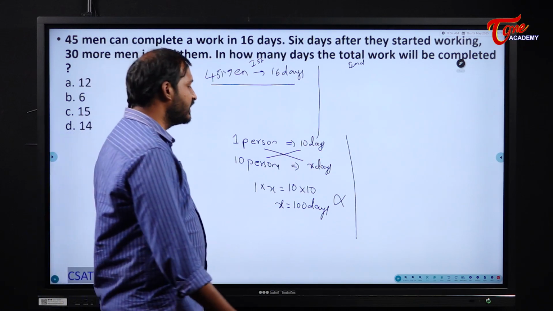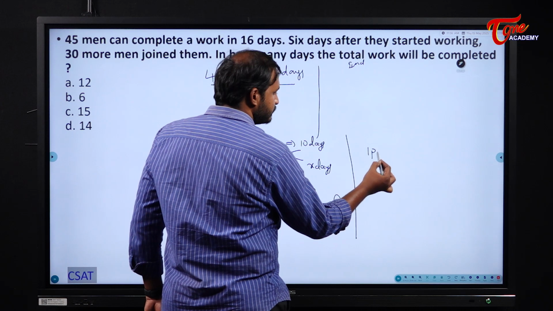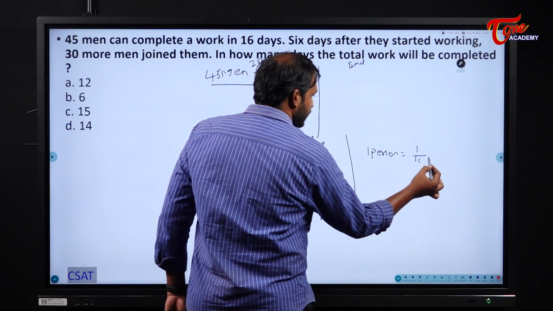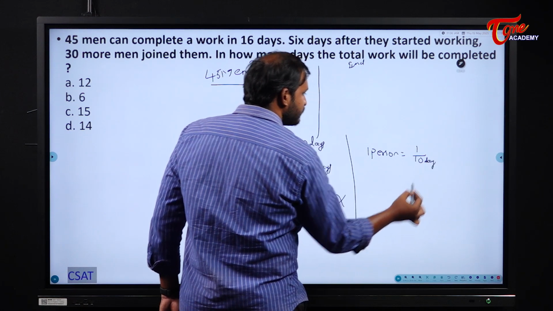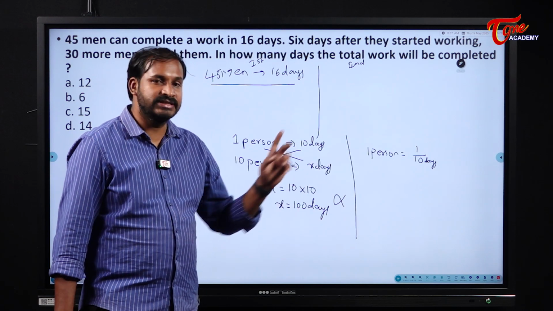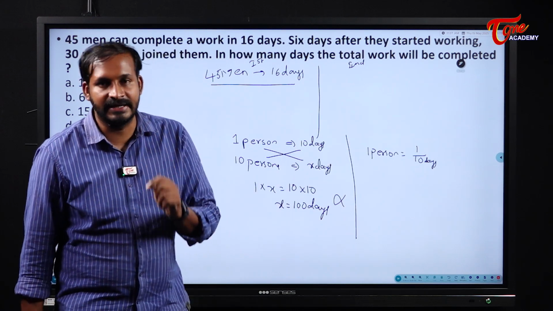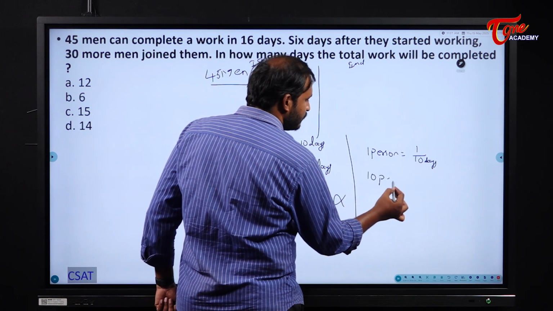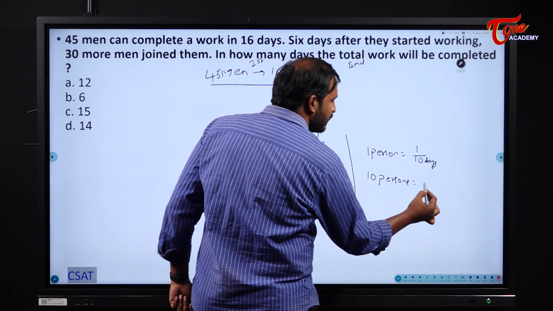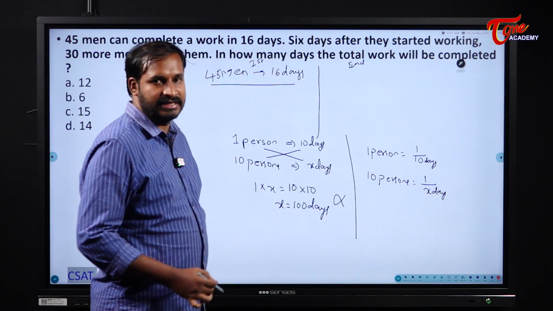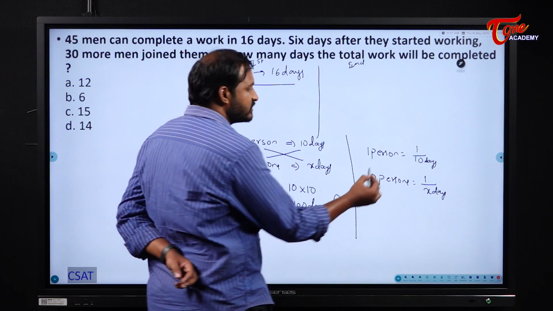So, how you should write the equation: 1 person can do the work in 10 days, so you should write that as 1 by 10, not 10. Now, similarly, 10 persons will do the work in how many days? Let us assume it as x days. So, you should write it as 1 by x days. Now, cross multiply.